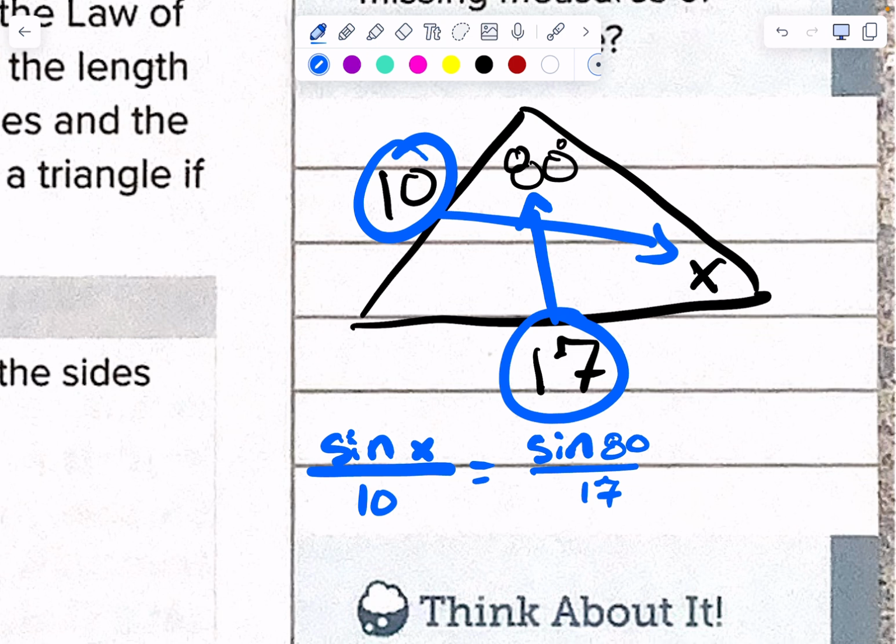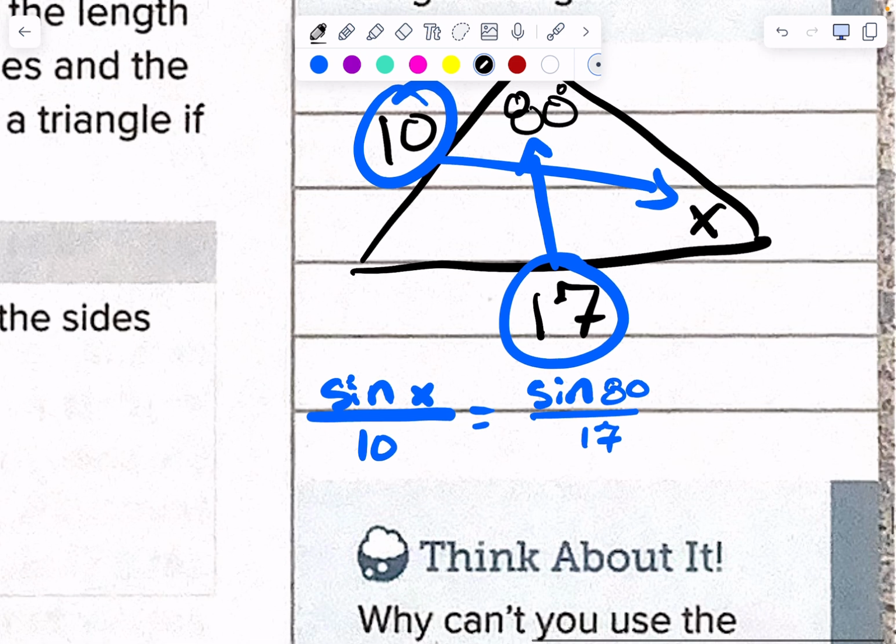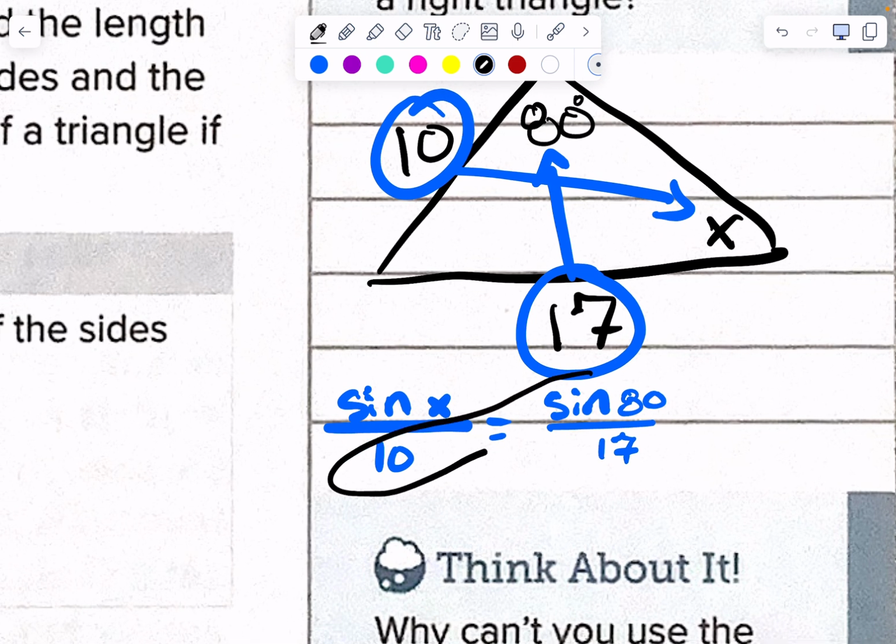Okay, here we go. We're going to cross multiply. The things I'm going to multiply are these two because I know everything about them. I'm going to cross multiply and I'm going to divide by 17. So 10 sine of 80, that whole thing divided by 17.